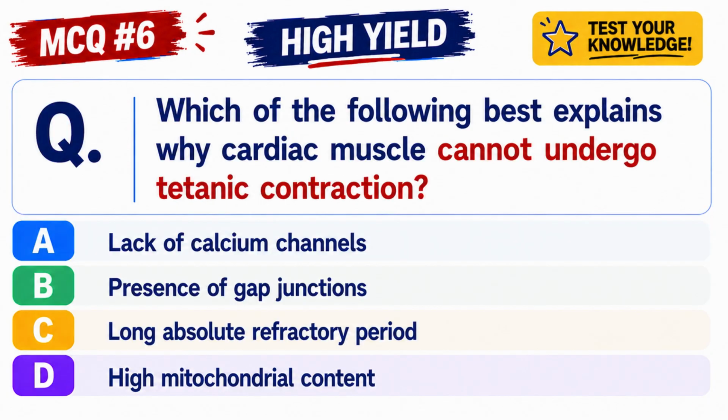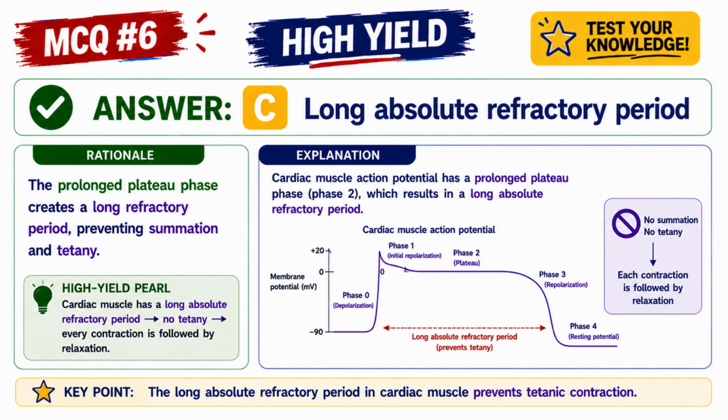Question 6. Which of the following best explains why cardiac muscle cannot undergo tetanic contraction? A. Lack of calcium channels. B. Presence of gap junctions. C. Long absolute refractory period. D. High mitochondrial content. The answer is C. Long absolute refractory period. Here's why.